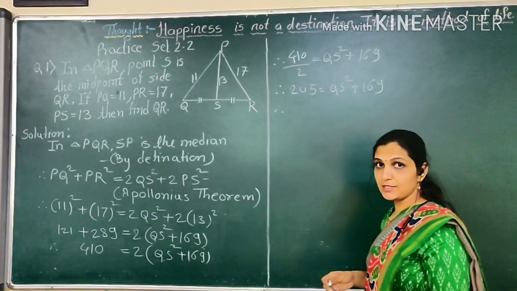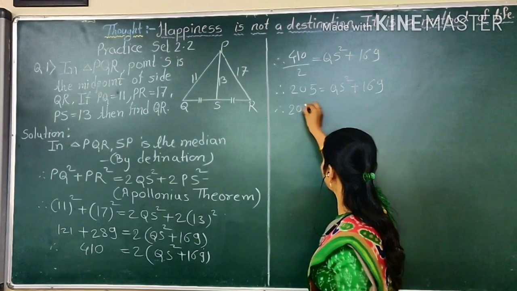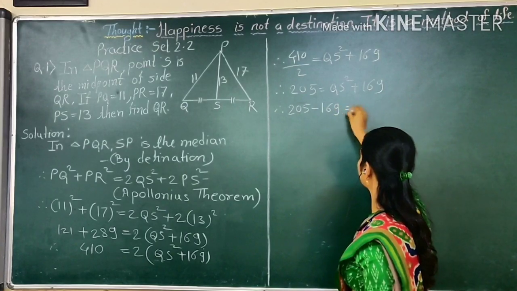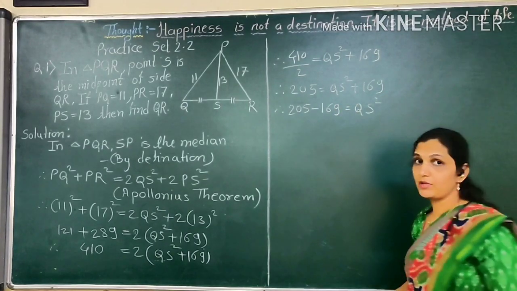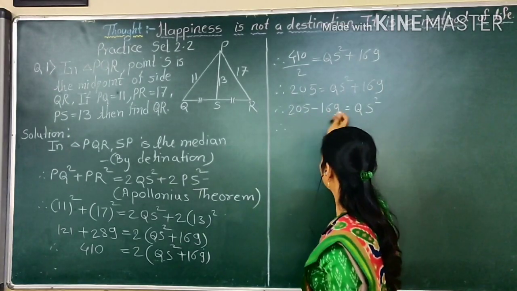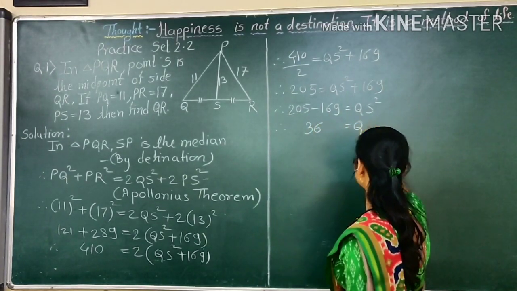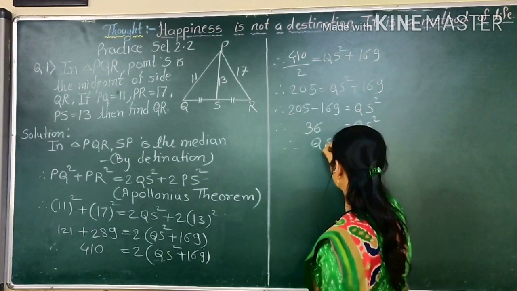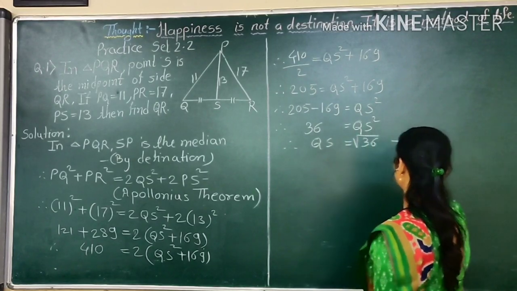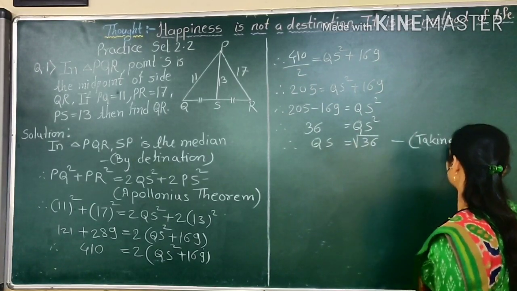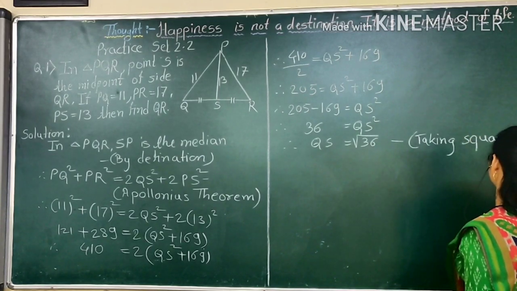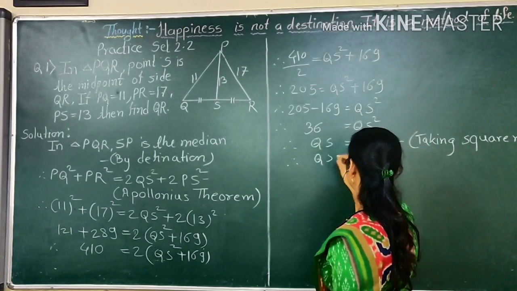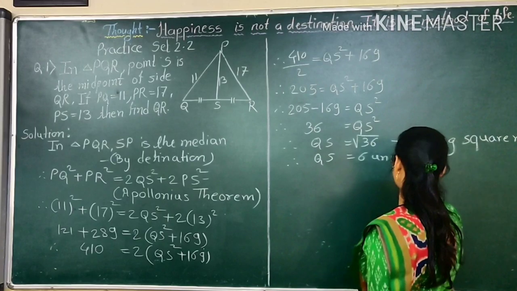Then we can take that 169 to the left hand side. So it will go in subtraction. So 205 minus 169 is equal to QS square. 205 minus 169 is equal to 36, which is equal to QS square. Now, taking square root of both sides, QS is equal to 6 units.